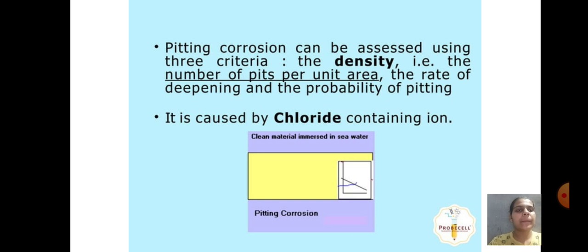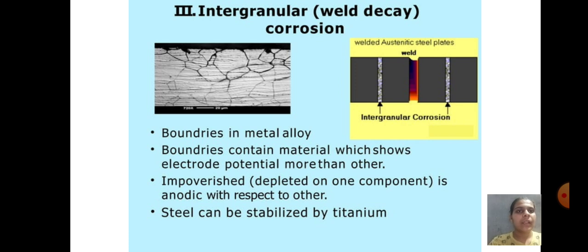Pitting corrosion can be assessed using three criteria: the density, that is the number of pits per unit area, the rate of deepening, and the probability of pitting. It is caused by chloride containing ions.